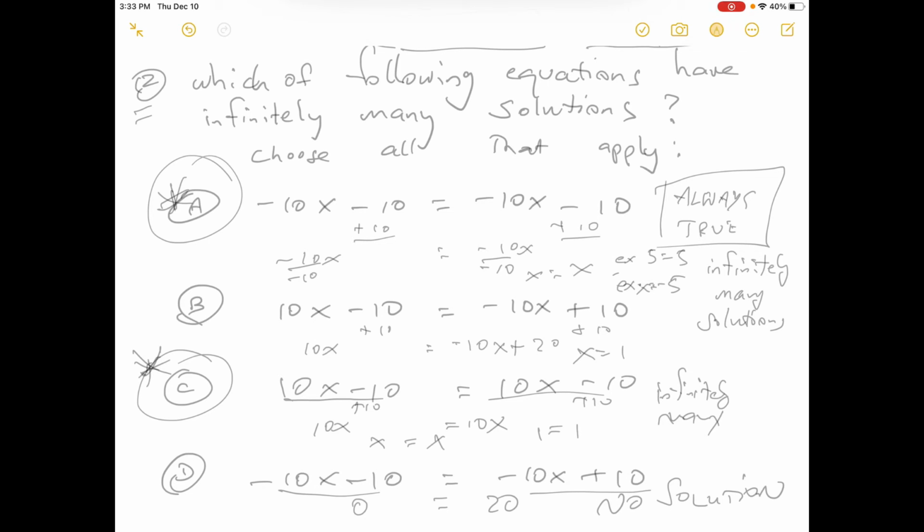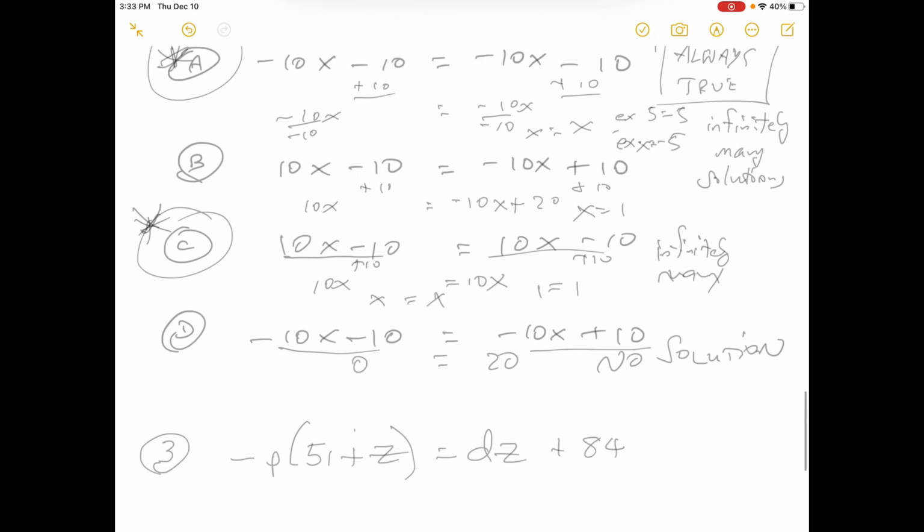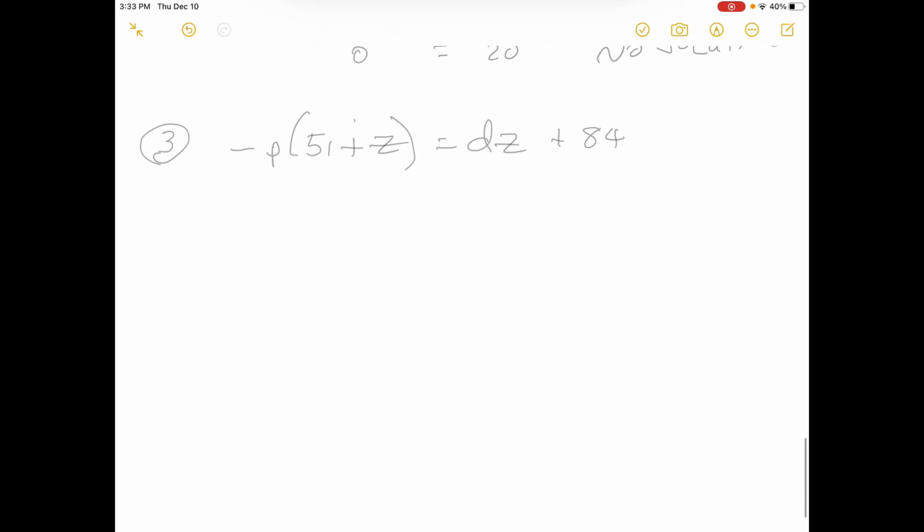For this particular one, which one has infinitely many solutions? The last question on this quiz is, again, you have to deal with your distributive property in order to solve this. I actually don't know what they said to solve this for. Let me double check that. It says assume the equation has a solution for z. Okay, so we want to solve for z in this one.